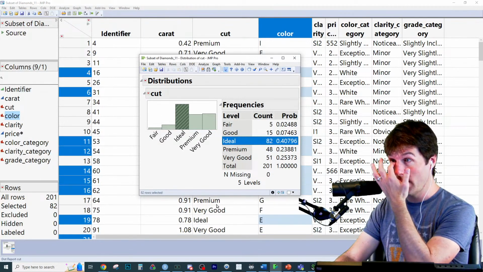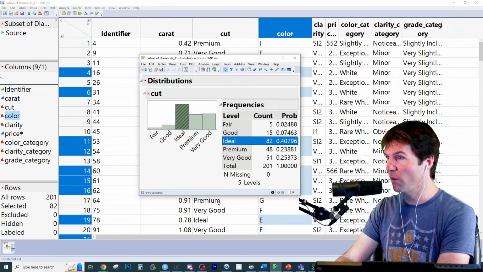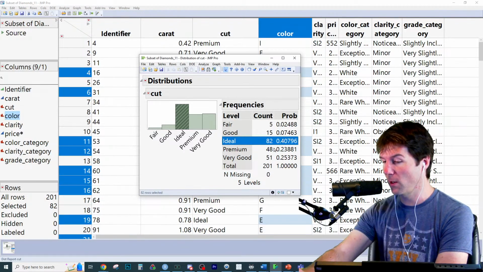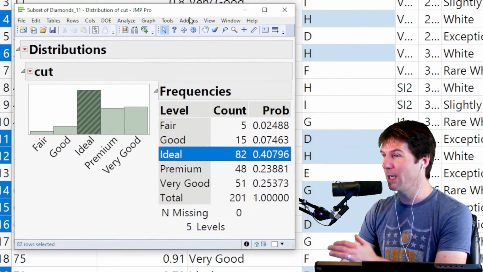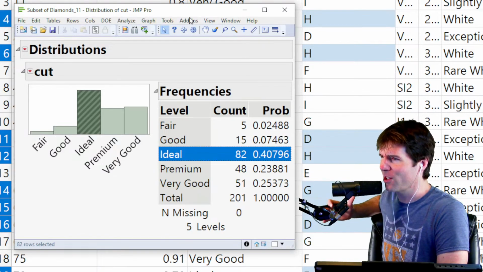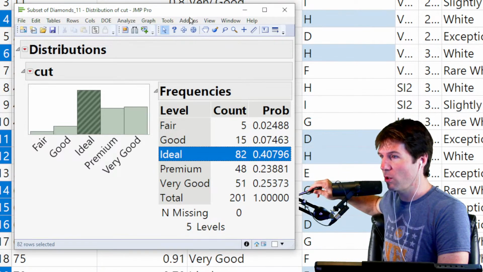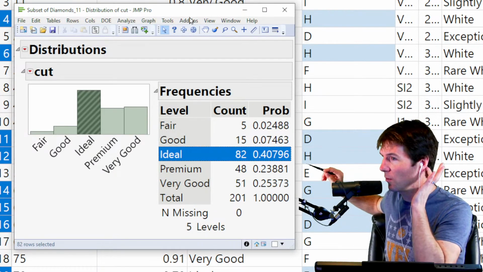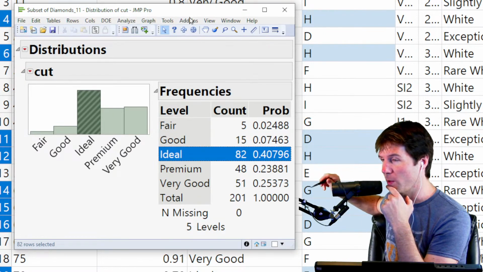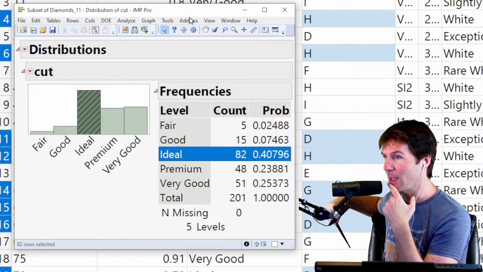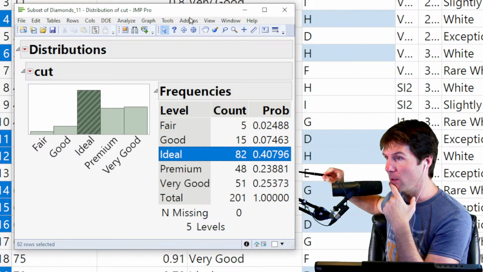So with this right here, we have ideal is 40%. Does everyone understand what this means right here? If you look at this, 82 of the diamonds out of the 201. I do have more than 2 groups today, but I think it'll still work. 82 out of the 201 diamonds, 80 divided by 20 is basically 40%. 82 divided by 201 is 41% or so. And with that, that is the proportion right there of ideal cuts.